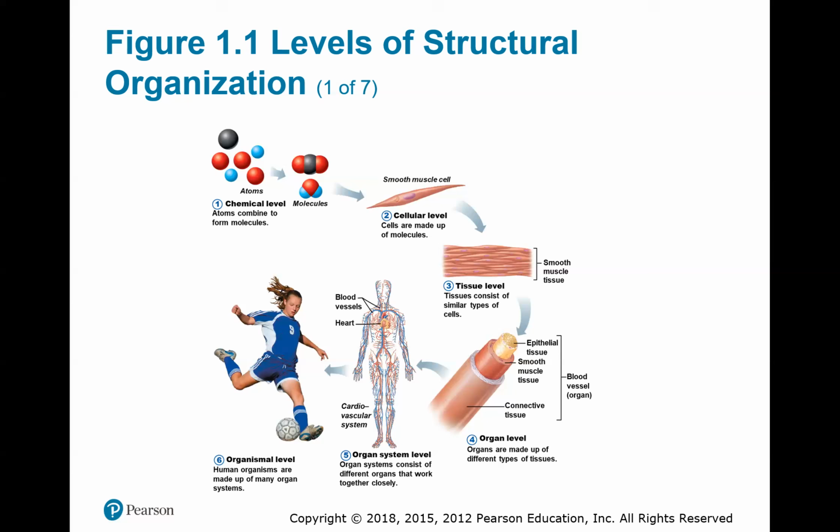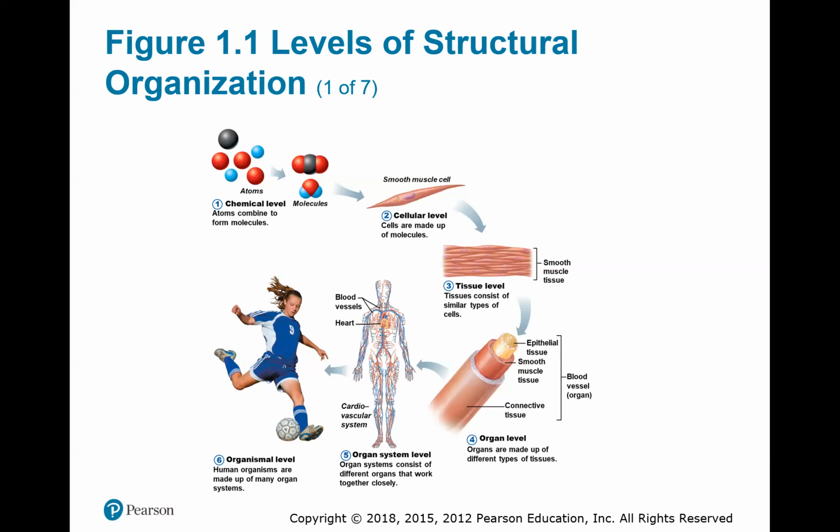Once we've formed this tissue, we can now create an organ. And in this particular example, we are showing you connective tissue, epithelial tissue, smooth muscle tissue. They're going to combine to create a blood vessel. And a blood vessel is an organ, believe it or not. It's an organ of the cardiovascular system. When we think of arteries and veins, they are very much an organ. And again, they're an organ by definition because they are composed of different types of tissue.